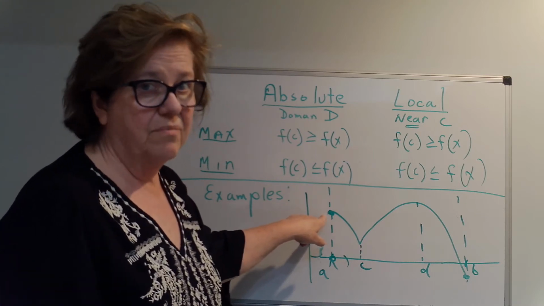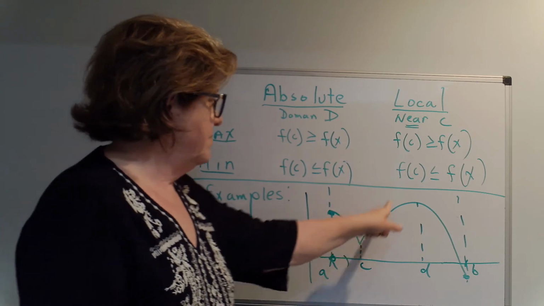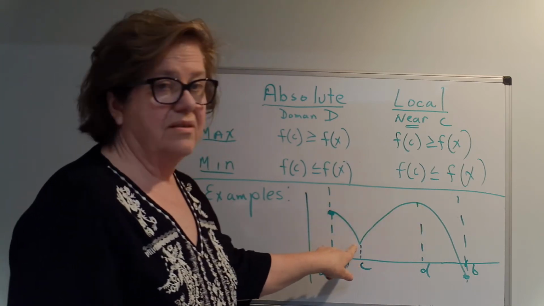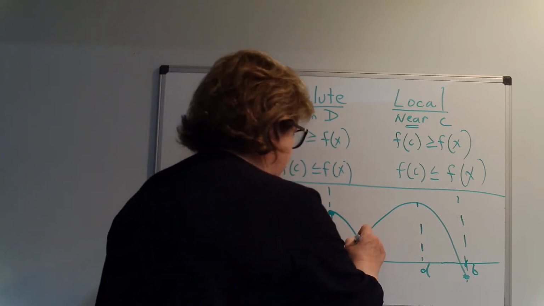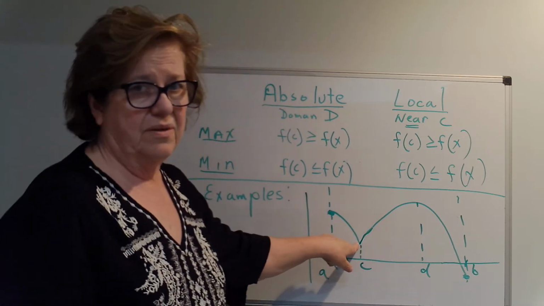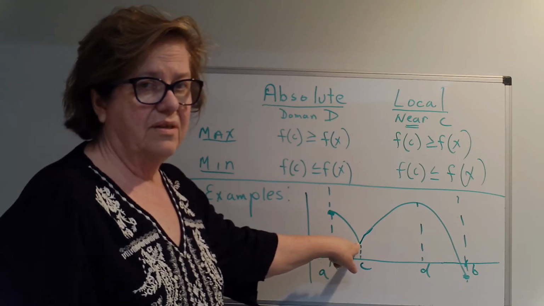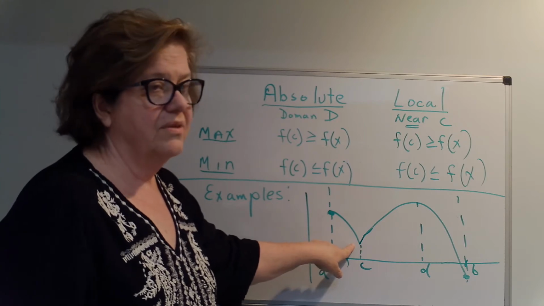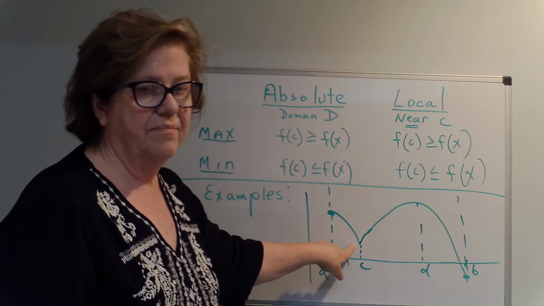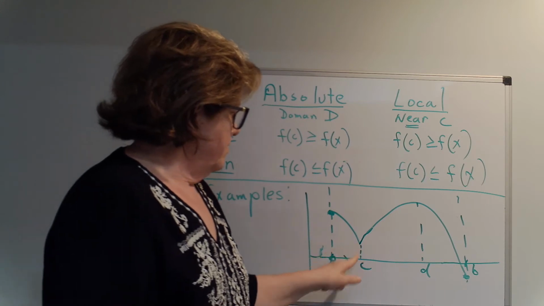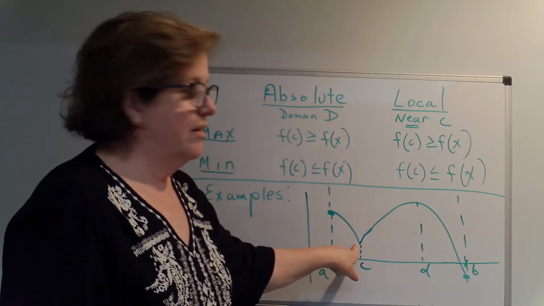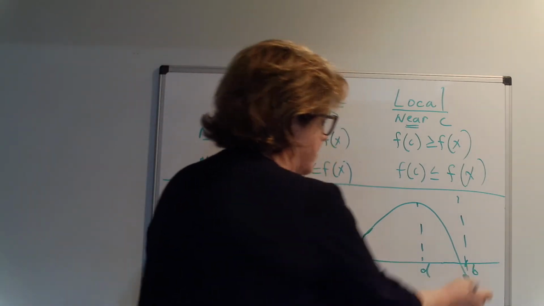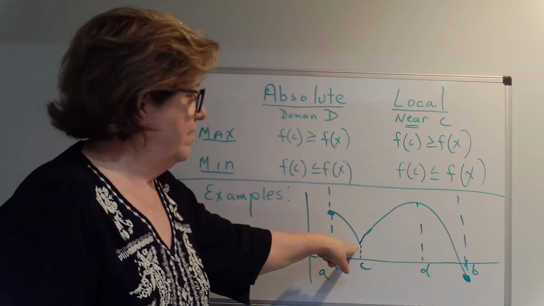So this is neither a local minimum nor a maximum. It's not an absolute maximum because this is higher, right? This is a local minimum, even though it's a point. And notice the derivative wouldn't exist there because the tangent line is vertical, and a vertical tangent line has an undefined slope. So here, this would be a local minimum. It's not an absolute minimum because you have something lower there.